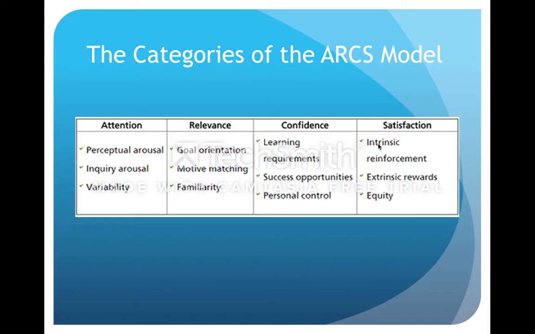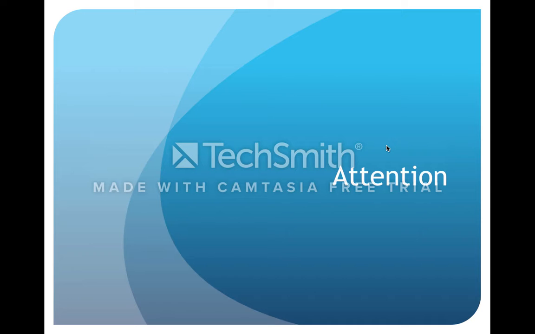Attention. Attention is frequently interpreted as a preliminary step in the learning process, limited to the introduction. Within the ARCS model, however, emphasis is placed not only on generating attention, but also sustaining it. In the ARCS model, attention is split into three categories: perceptual arousal, inquiry arousal, and variability.